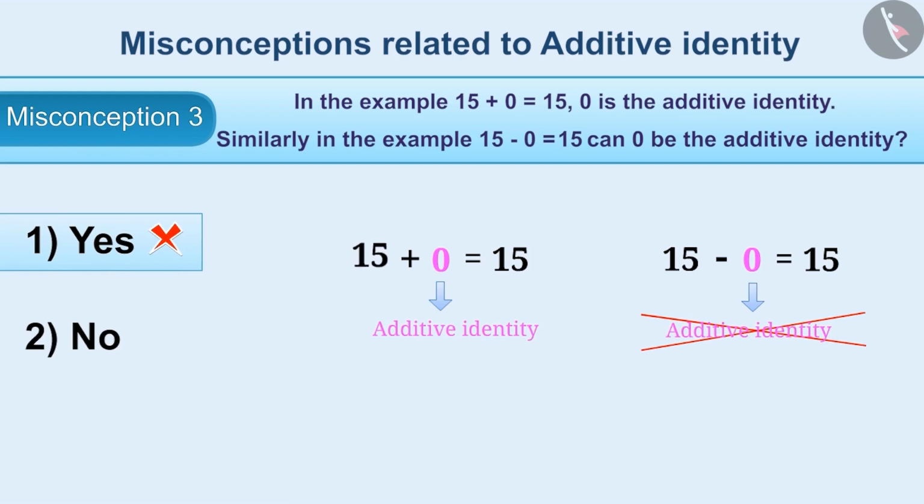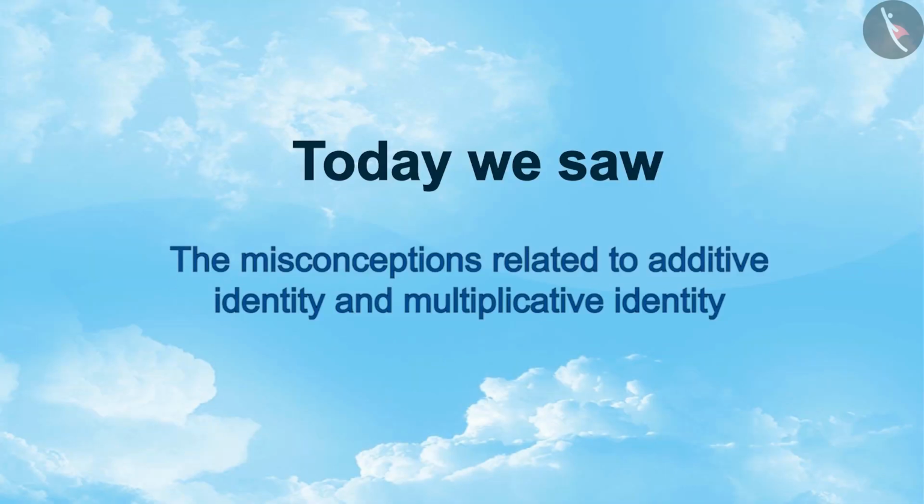The correct way of understanding additive identity is related to the addition of any number with 0. It is not related to subtraction. Therefore, the correct answer is option 2, which is no. Today we saw the misconceptions related to additive identity and multiplicative identity.